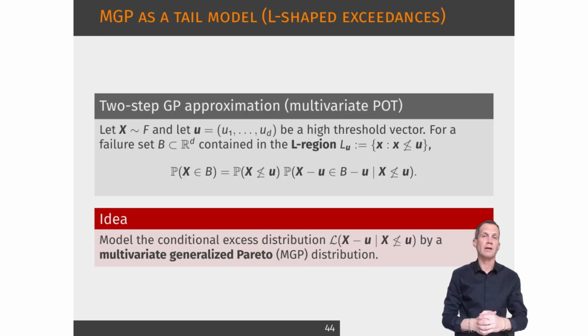This slide presents the multivariate peaks over threshold approximation for L-shaped exceedances. The probability of a failure set inside the tail region is decomposed into two factors. The first factor is the probability of entering the tail region. The second factor is the conditional distribution of the excess given that the vector is in the tail. The modeling idea is to approximate this conditional excess distribution by a multivariate generalized Pareto distribution. This is the multivariate analog of the univariate peaks over threshold method. Model exceedances above a high threshold using a universal tail family.